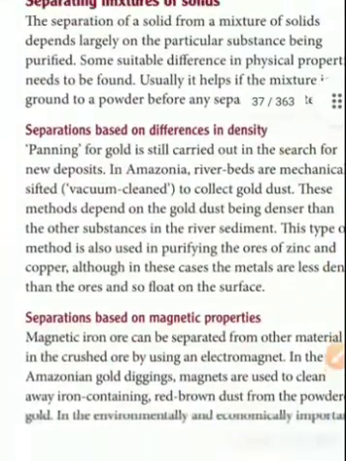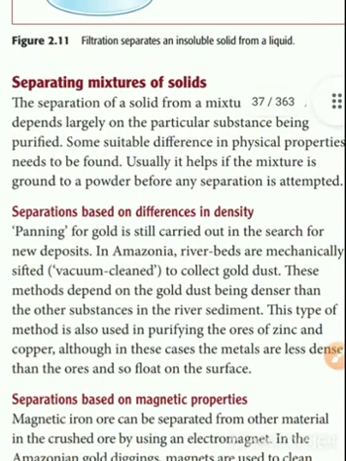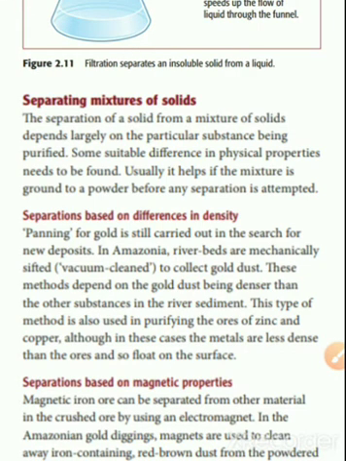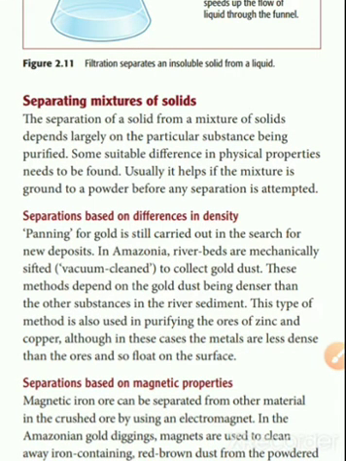Next is the case of separation based on mixtures of solids. If you have mixtures that may or may not be soluble into each other, but are simply mixtures of solids, you could separate them on the basis of their density or their magnetic properties. These are the two general methods of separating them.